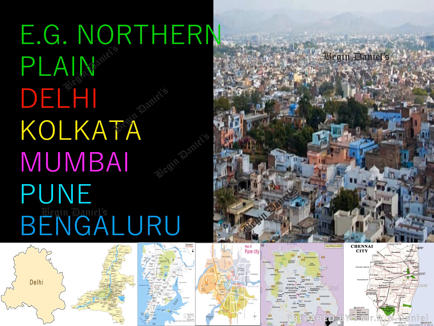There the concentration of population is more. Some of the important cities with high population in the North Indian plain region are Delhi, Kolkata, Mumbai, Pune, Bengaluru. Industrial developments and trade activities are developed in these cities. So these cities and the North Indian plain region have a high density of population.